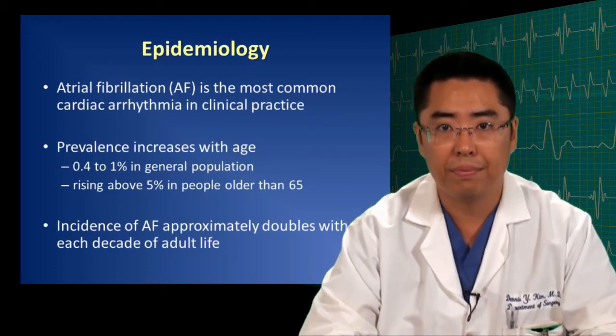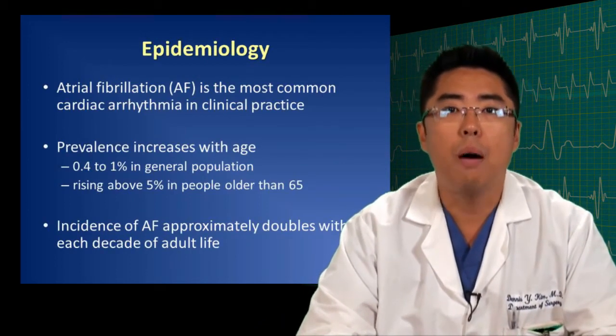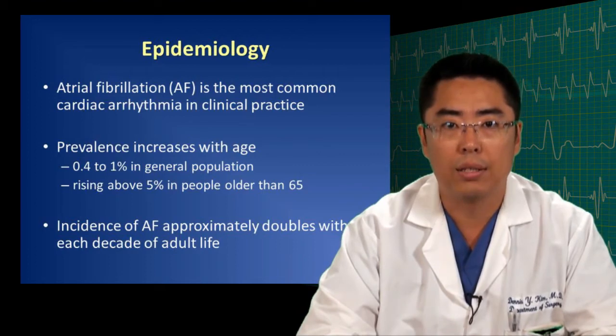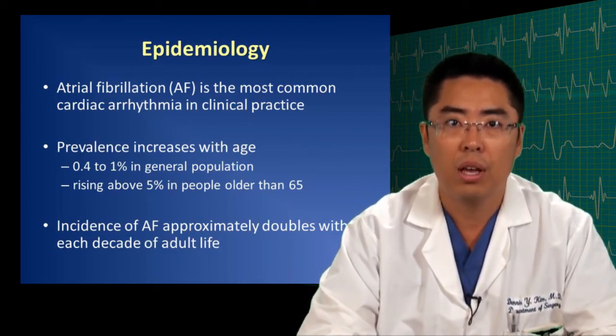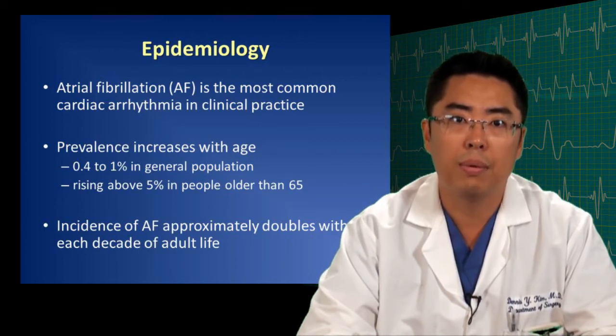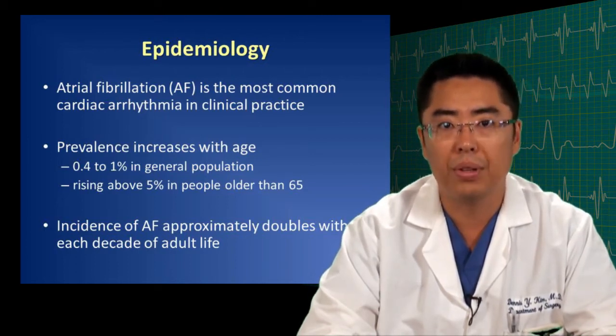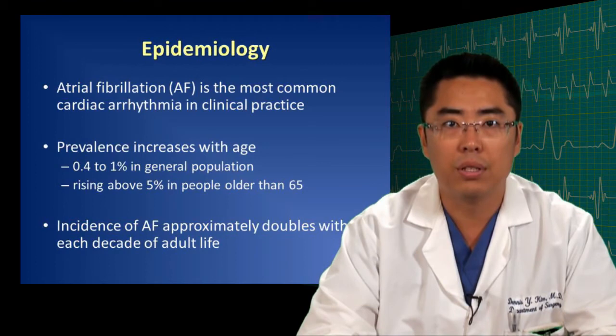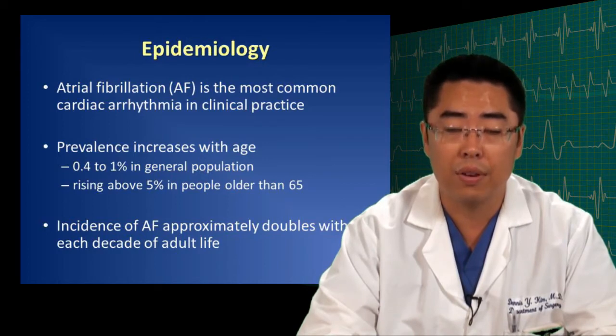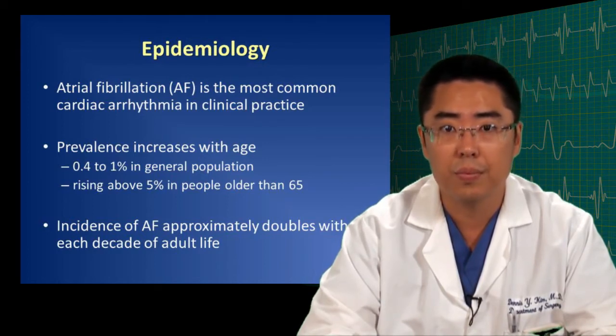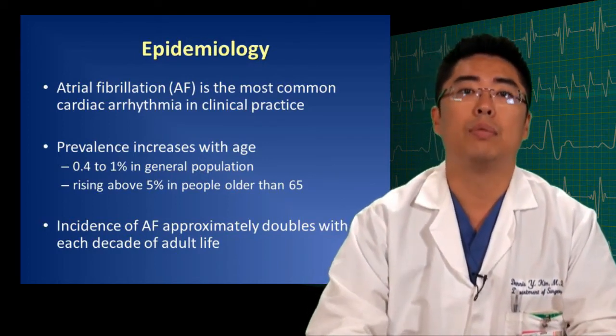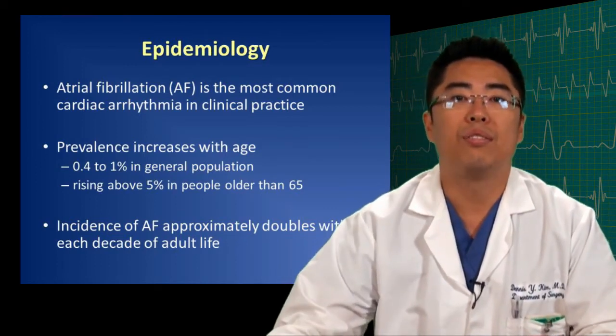Atrial fibrillation. AFib is the most common cardiac arrhythmia in clinical practice. The prevalence of atrial fibrillation increases with age and overall tends to be about 1% in the general population. The prevalence of AFib tends to rise greatly with age, and more than 5% of patients over the age of 65 are affected with this disease. The incidence of AFib doubles with each decade of life.